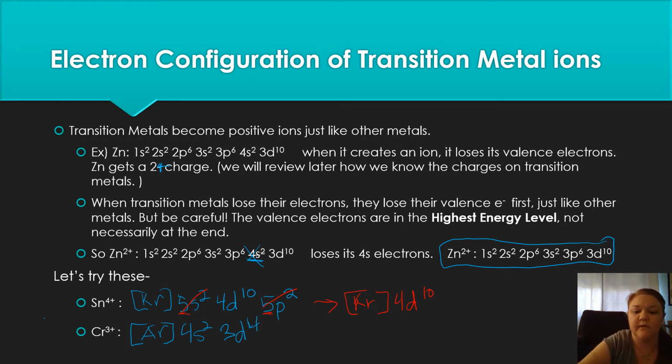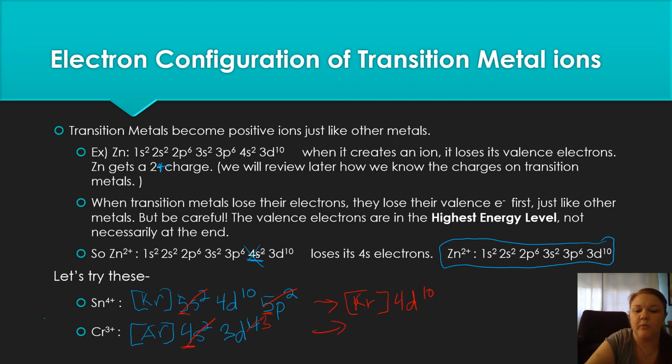All right, if we want to make it chromium 3+, we have to remove 3 electrons from it. So first, we're going to take the valence electrons. Those would be these 4s electrons because it has a higher energy level. We're going to take those away. That only gives us 2 valence electrons though. So now that we have no more valence electrons, this is when we are allowed to take electrons from that d orbital. Okay? So chromium 3+, we can take 1 electron from that d orbital and reduce it down.